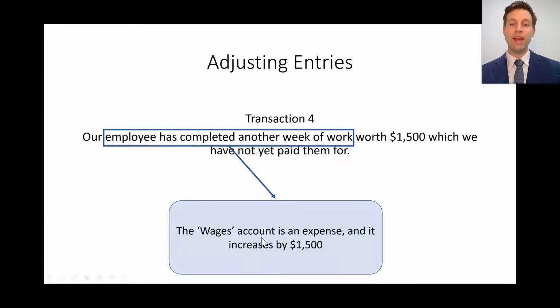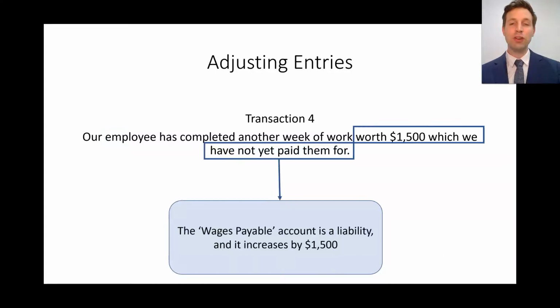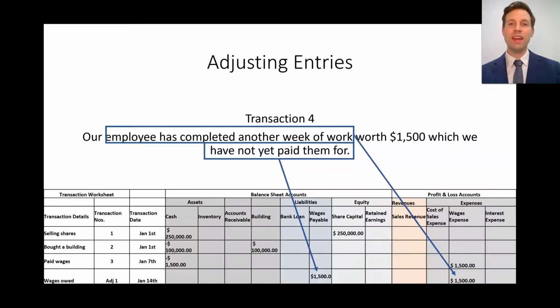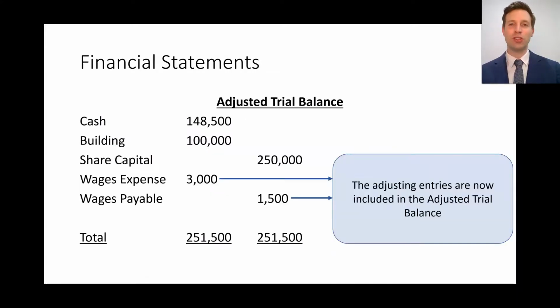So the wages account is an expense and it increases by $1,500. And to record the fact that we still owe the employee, we create a wages payable account, which is a liability on the balance sheet, and that's got a $1,500 balance as well. We can put this in our worksheet. So here we've got our wages owed adjusting entry, wages payable increased by $1,500, and wages expense increased by another $1,500. We then create what's called an adjusted trial balance.